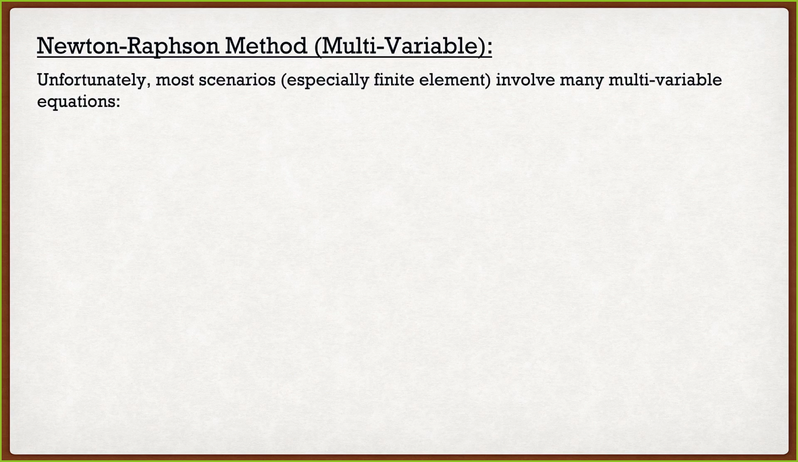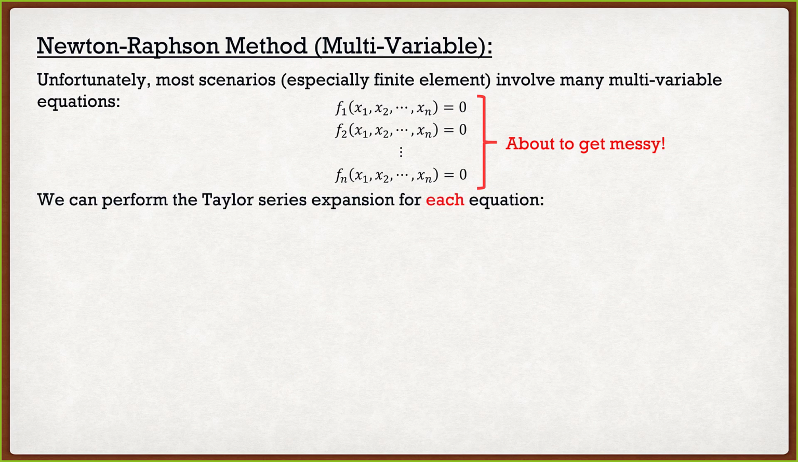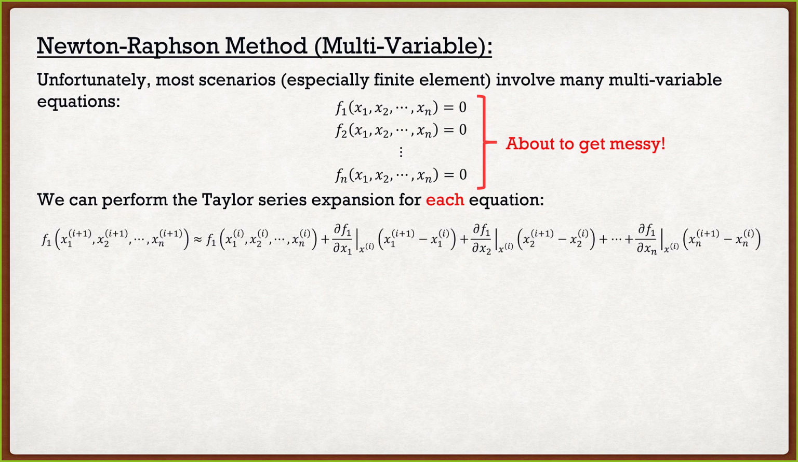Unfortunately, most scenarios in FEA involve many equations with many unknowns. So buckle up, guys. Things are about to get a little bit messy. What we're going to do for this proof, it's going to be almost identical to the one before: we are going to, again, perform our Taylor series expansion for each equation. We're going to do it once for F1, again for F2, all the way down to Fn. If I focus on F1, I get the following expansion, neglecting higher order terms.